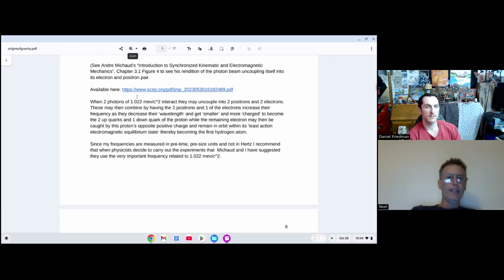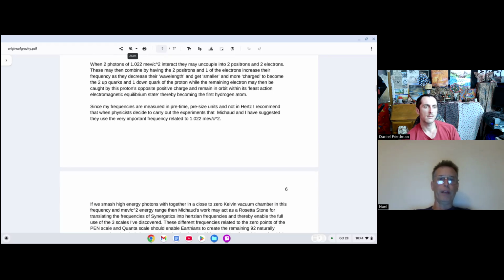Now, these may then combine by having the two positrons and one of the electrons increase their frequency as they decrease their wavelength and get smaller, more charged, to become the two up quarks and one down quark of the proton, while the remaining electron may then be caught up by this proton's opposite positive charge and remain in orbit within its least action electromagnetic equilibrium state, thereby becoming the first hydrogen atom.